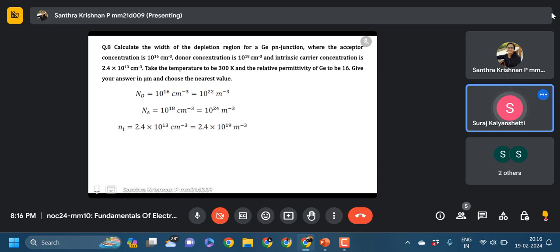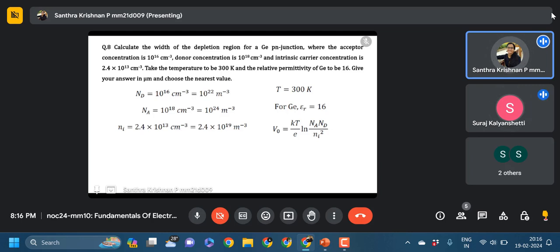V naught is not given, no? You'll have to find it using ni square. V naught is not given, and ni square is required. Okay, got it.